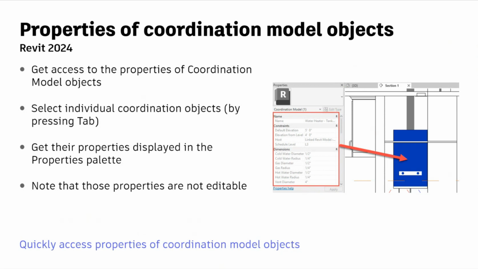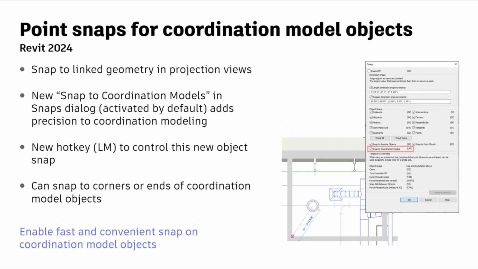Now, the properties: you can select individual coordination objects by pressing the tab key. So you hover over it until it highlights, and then it's going to bring up information on that element. It's going to get the properties from the element displayed in the properties palette. These properties are read only because it's linked in. So you're not editing it, but you can still read the data that's been brought into your model for better coordination. When linking that coordination model into your Revit project, you can also snap to coordination model objects.